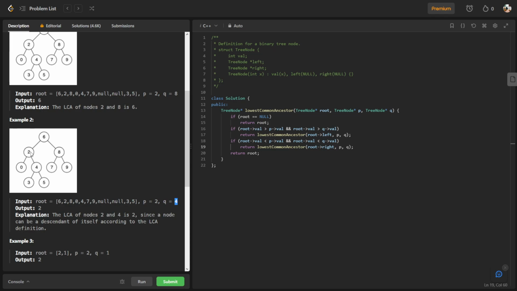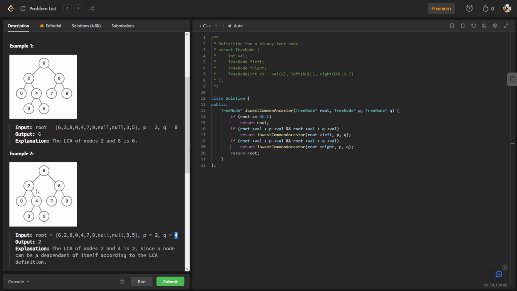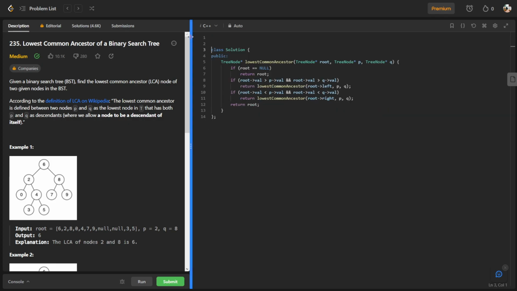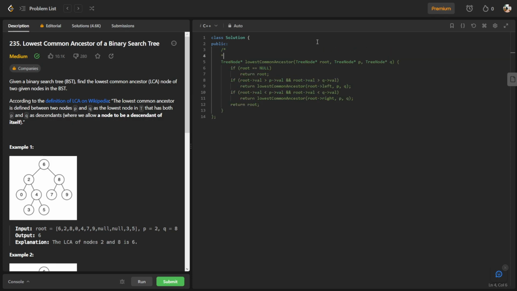Because the rule said that if one of the nodes is a child, one of the nodes can be an ancestor, right? So a node can be a descendant of itself. Okay, so nothing too fancy here. The approach I had was to use just a regular recursion method, right? So let me demonstrate how the function works.